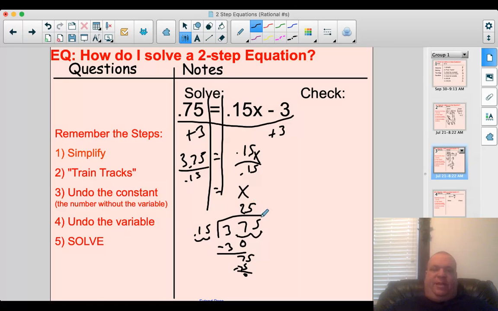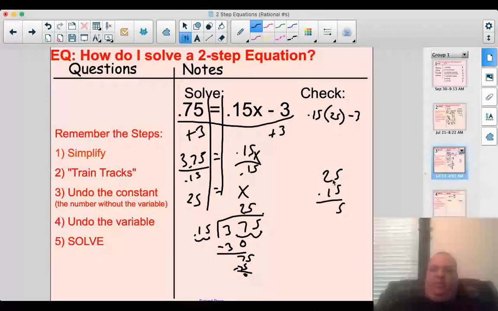I don't have anything after the decimal, so I don't need to include it. It's just a whole number, 25. Okay, to check that, I'd again replace this x with 25. So 0.15 times 25 minus 3. You might want to plug this into a calculator if you're checking, or we can do our decimal multiplication.